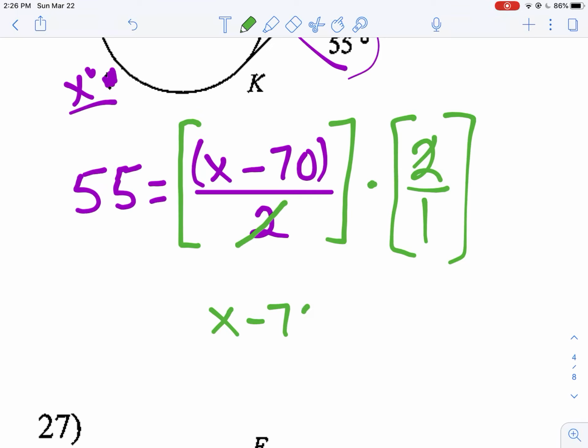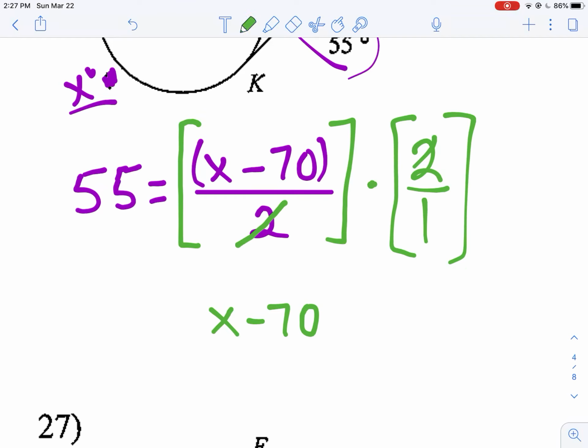I crossed off the 2 on the bottom. Technically, it became a 1, but do I really have to write it as over 1? No. Okay, anything over 1 is just itself, right? 2 over 1 over here is really just 2. 2 over 1 and 2 are the exact same thing. I just wrote it as a fraction so I could cancel.